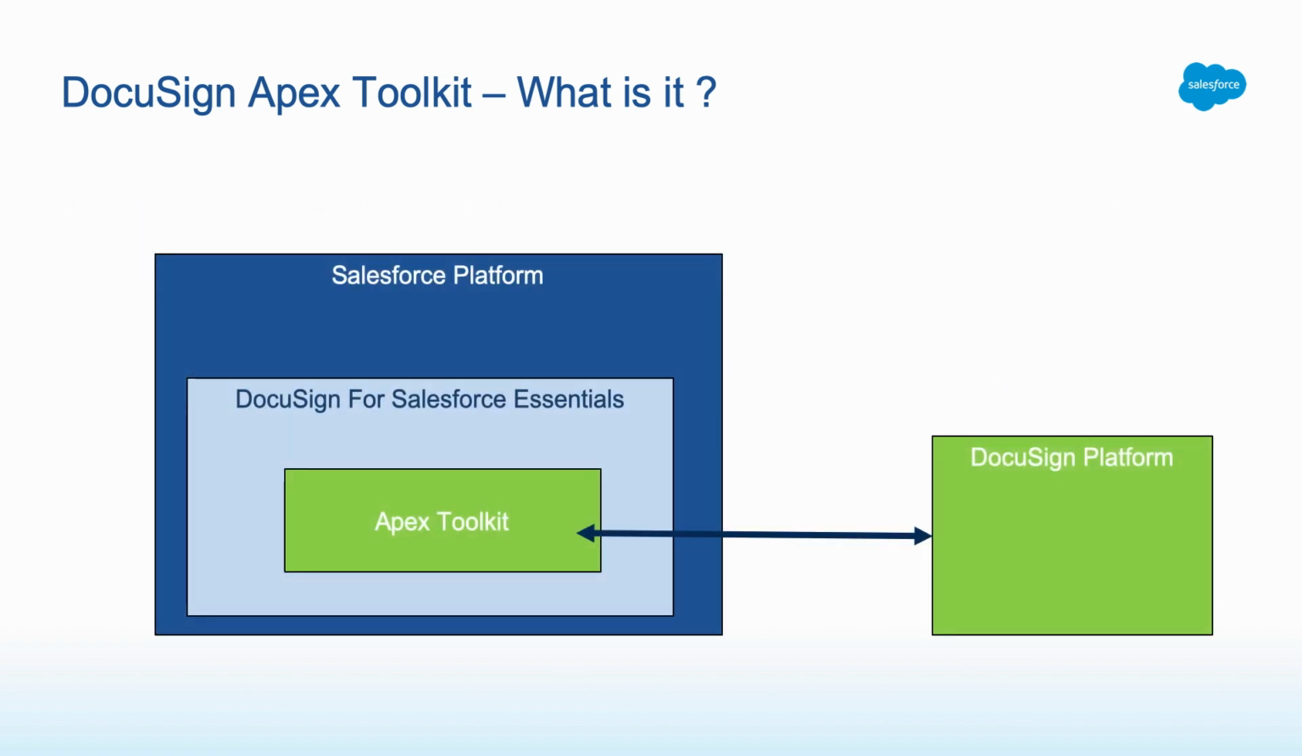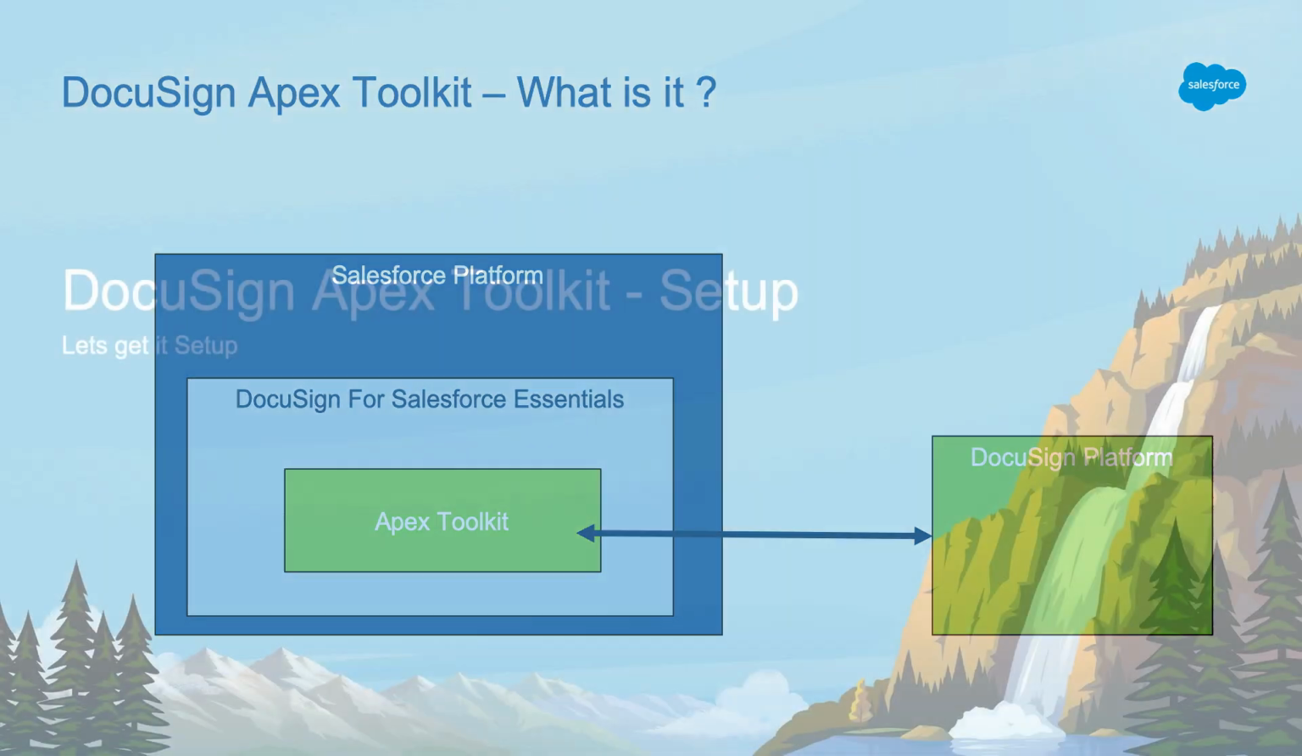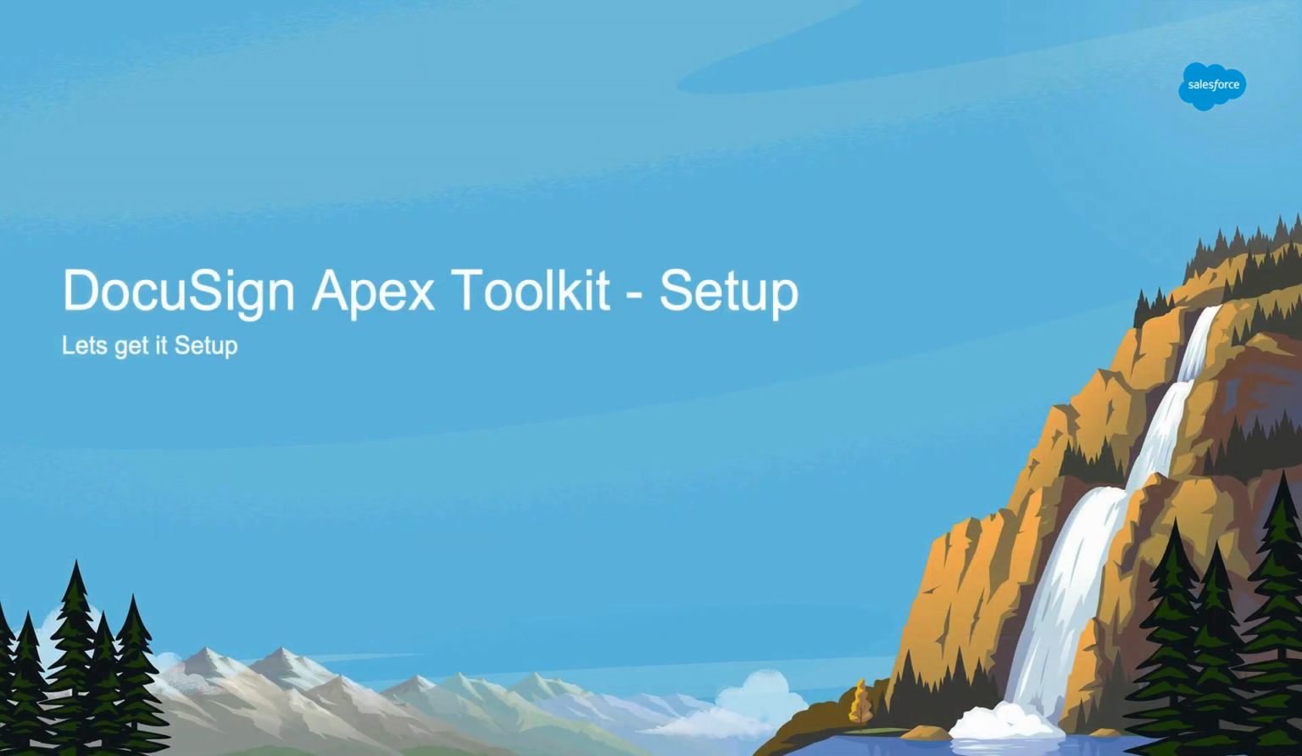If you see this diagram, you can see that DocuSign for Salesforce Essentials sits within the Salesforce platform, and the Apex Toolkit is under the umbrella of the DocuSign for Salesforce Essentials package. So any Salesforce user with the correct permissions can use the Apex Toolkit to invoke DocuSign functionalities. The goal over here is to expose non-admin functionalities. So this is, in short, what the Apex Toolkit is.